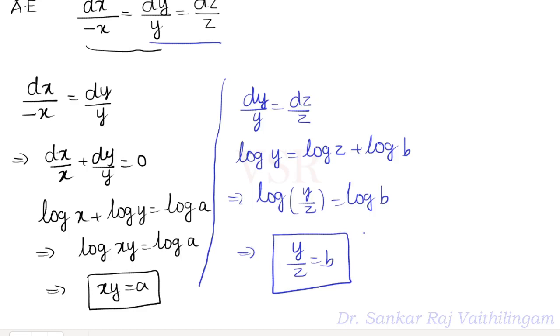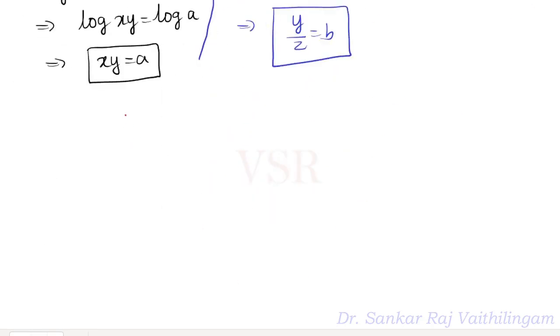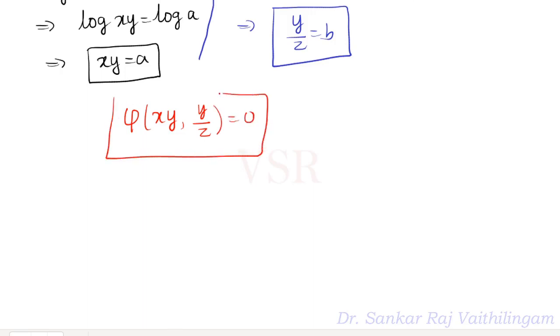Then what is my correct answer? Then what is my solution? Solution is phi of xy comma y by z which is equal to 0. So this is my solution. Okay. And I hope we will have a problem to solve on our own.